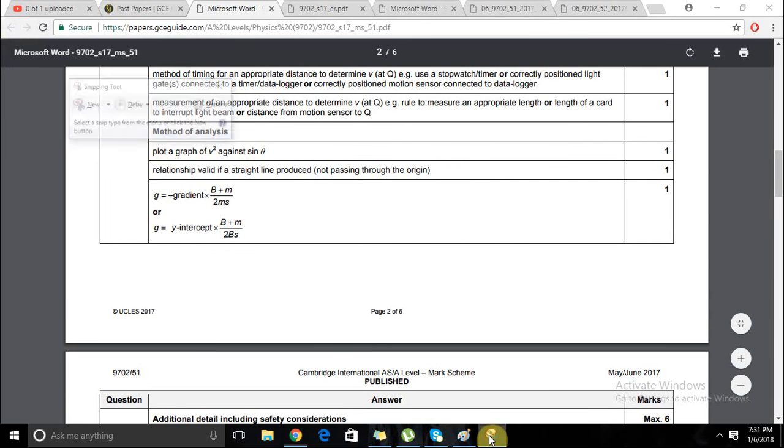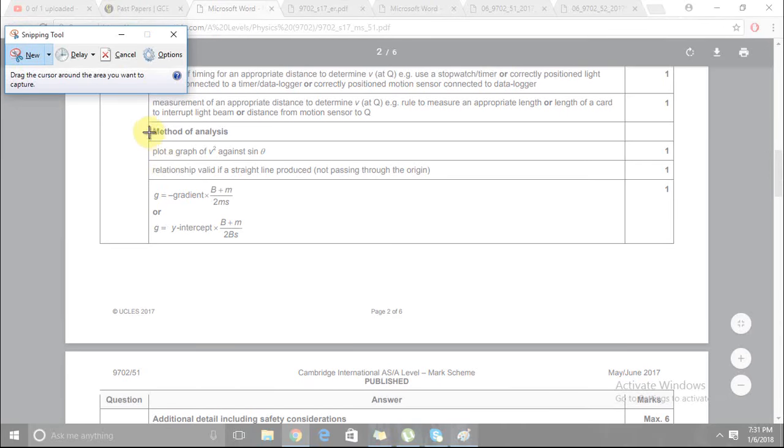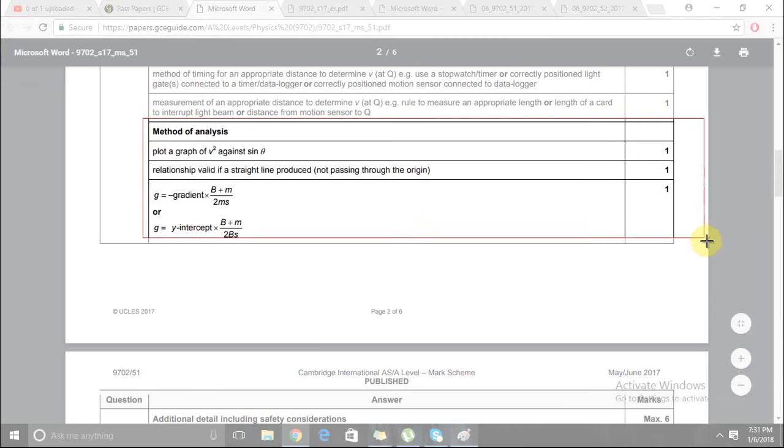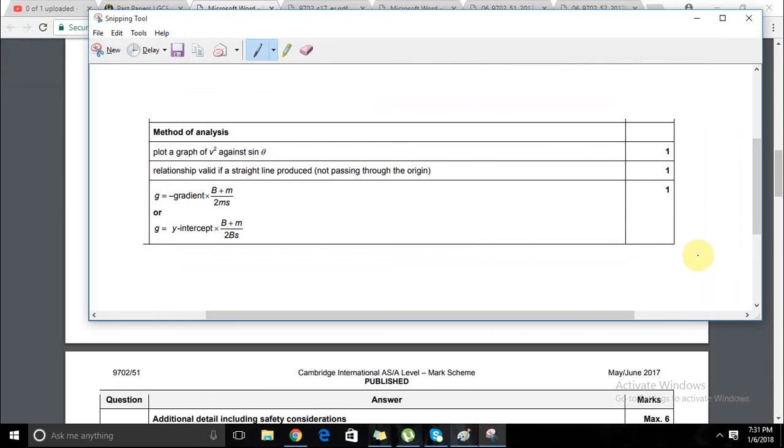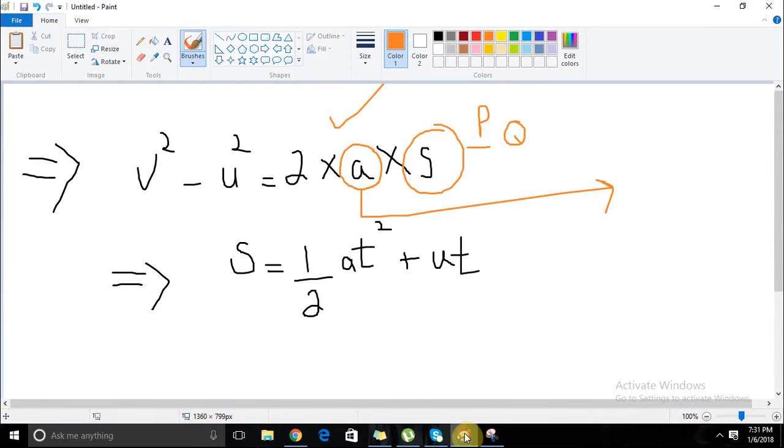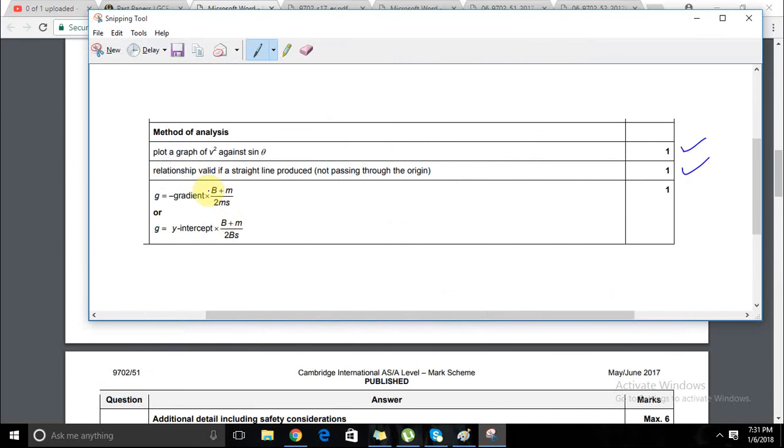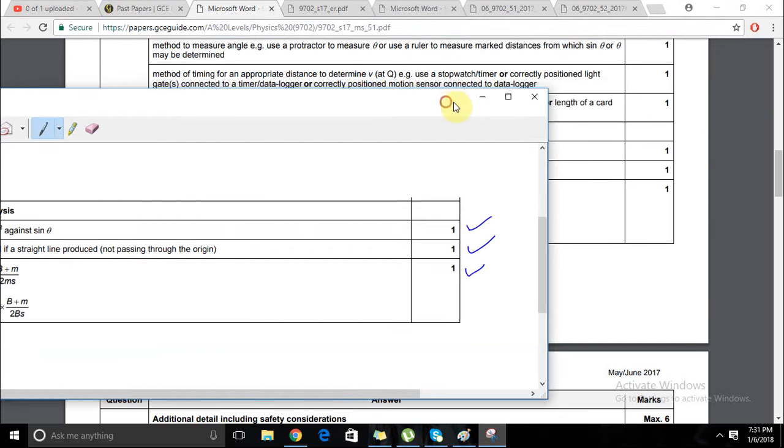Data analysis methodology, you can have a lot of marks from those as well. Plot a graph of v squared against sine theta, done. Straight line is produced, not passing through the origin. g is equal to minus gradient into M over 2m, definitely. Something I forgot is that you don't just have to show the relationship, you have to make g the subject. You'd lose marks otherwise, but 9 marks definite.